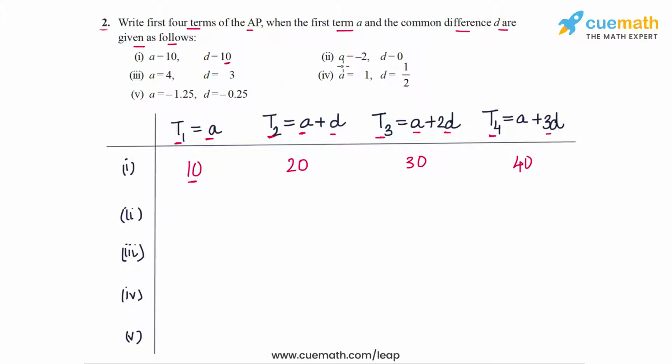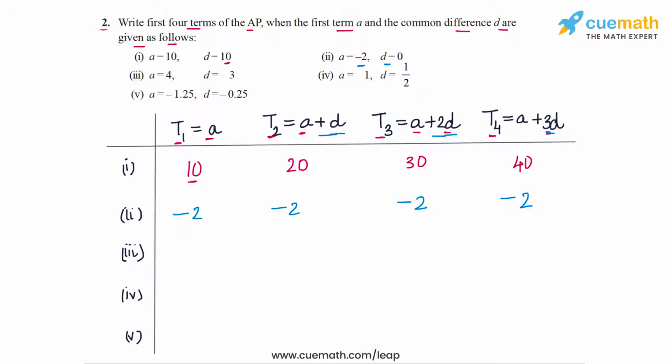Now let's go to the second part. In the second part, the first term is minus 2, but the common difference is 0. So basically, starting at minus 2, no matter how many jumps of D we take, we will still remain at minus 2. You can verify it if you want by plugging in the values of A and D into these expressions also. D and 2D and 3D are all 0. So we will get T2, T3, T4, all of them equal to A only. So we will get the series minus 2, minus 2, minus 2, and minus 2.